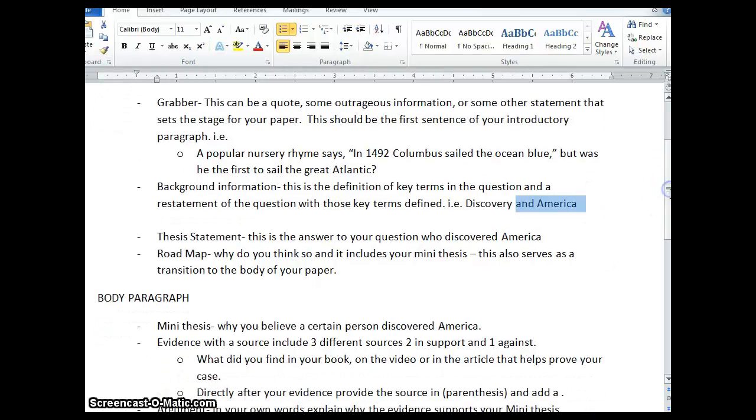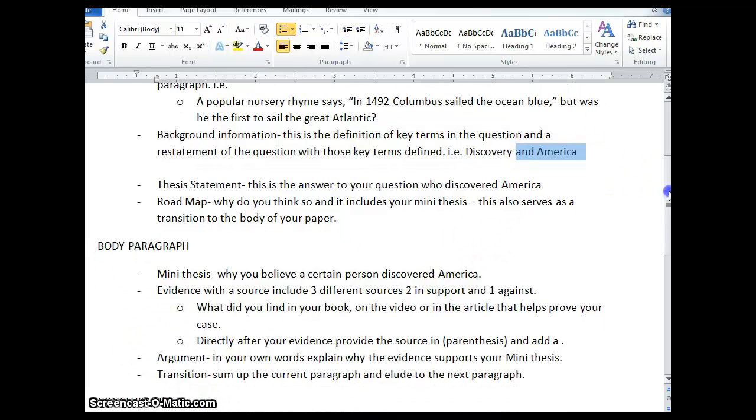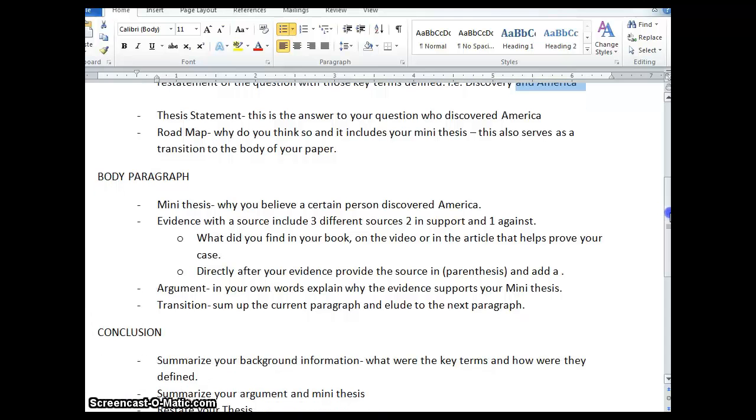The next thing is your thesis statement. Very simply, before the thesis statement, you're going to restate the question. So, who discovered America? And then in that restatement, you're going to answer the question. This is who discovered America, and give me your reason why. The roadmap is going to transition you right into your body paragraph: why you believe a certain person discovered America. Evidence: you're going to include 3 different sources, 2 in support and 1 against.